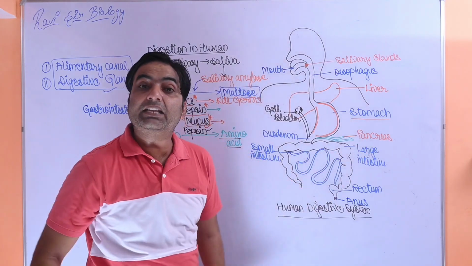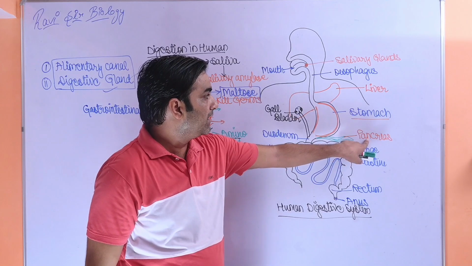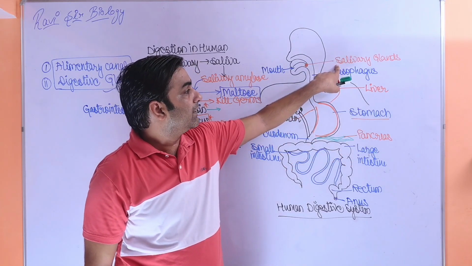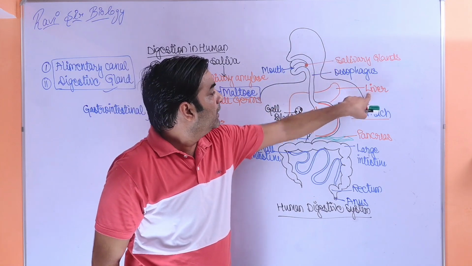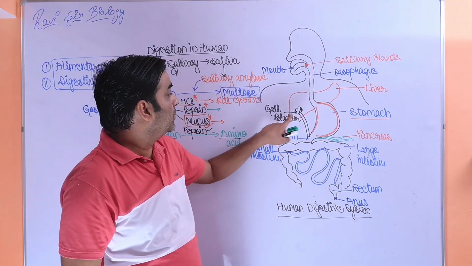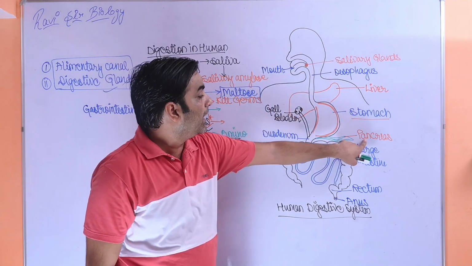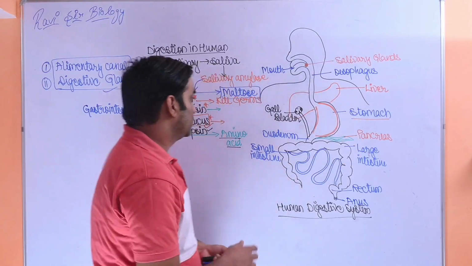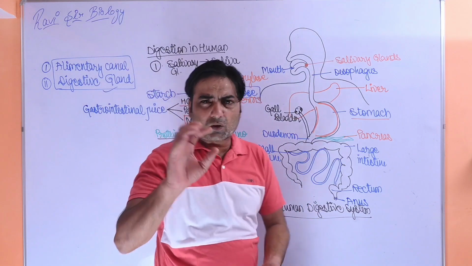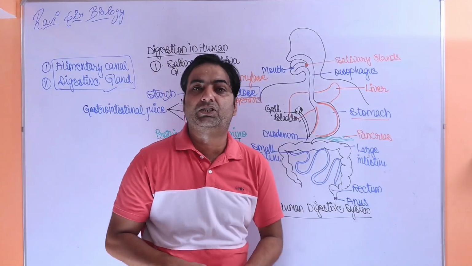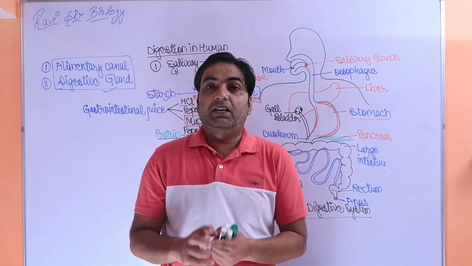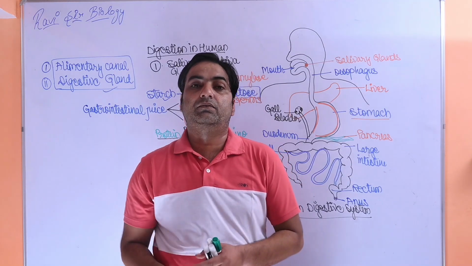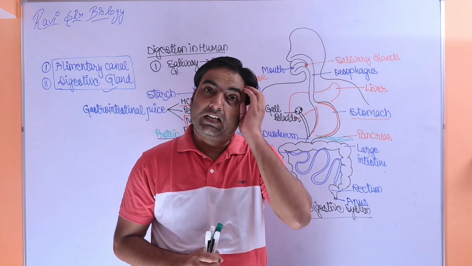The pancreas releases pancreatic juice. The liver secretes bile which is stored in the gallbladder, and now the pancreas is secreting three types of secretion. So what is the role of the gallbladder? Another important question. The gallbladder releases bile which never takes part in the digestion of food. So where does it take place?